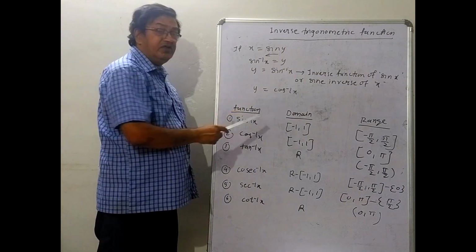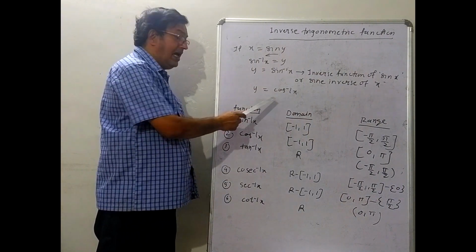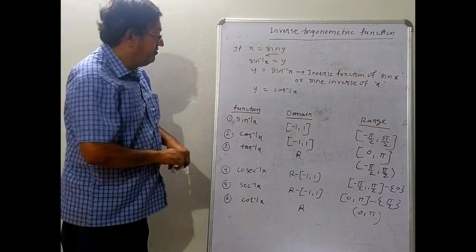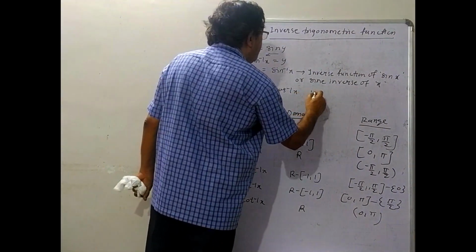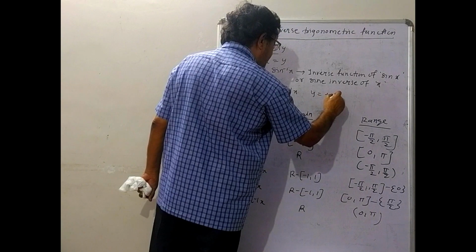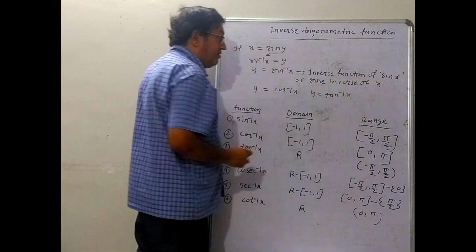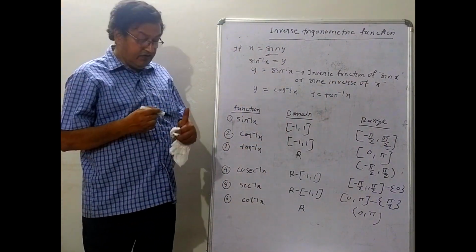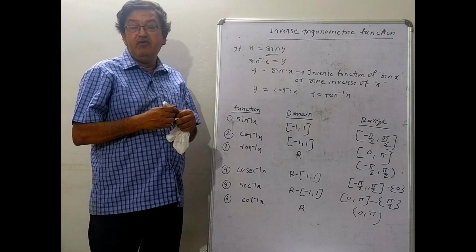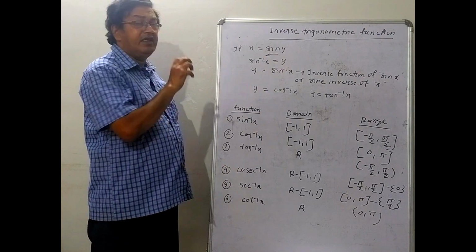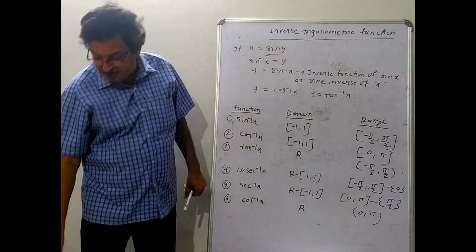y is equal to cos inverse of x, y is equal to tan inverse of x, y is equal to cosec inverse of x, y is equal to sec inverse of x, and y is equal to cot inverse of x. This is the basic definition of inverse trigonometric functions.